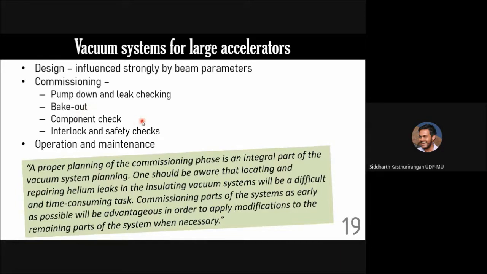Then one needs to check out all the components, especially the vacuum pumps, vacuum gauges at various points, which will tell you what the vacuum is at various locations. Then there are vacuum feed throughs for putting the power supply inside the vacuum for various components. All of these can be checked individually. And then one can check out the interlocks and safety checks.